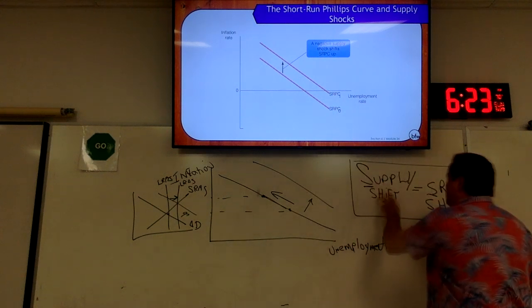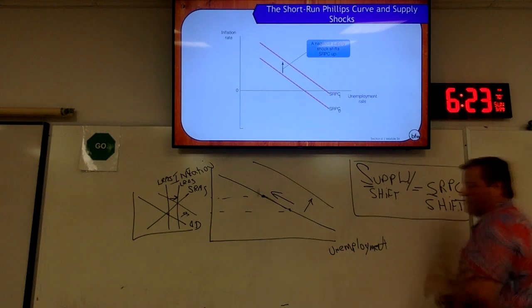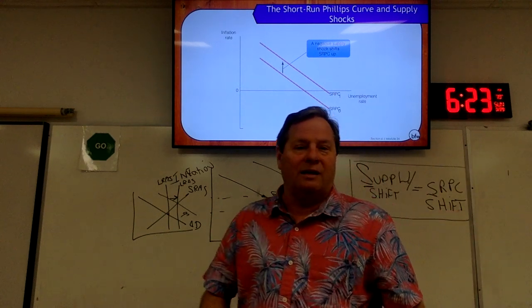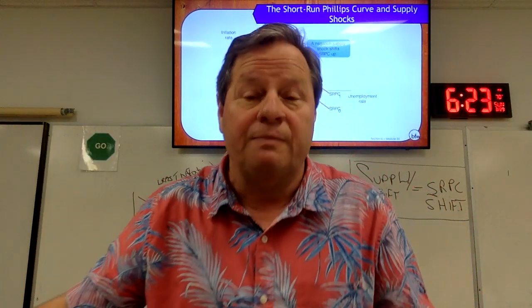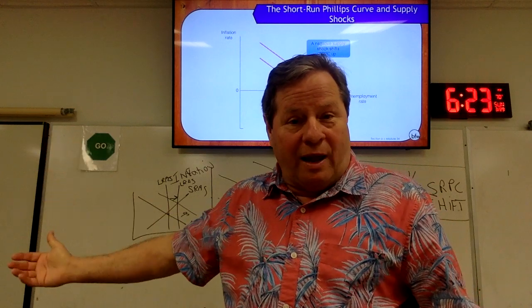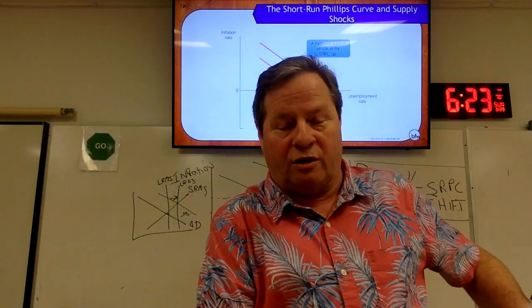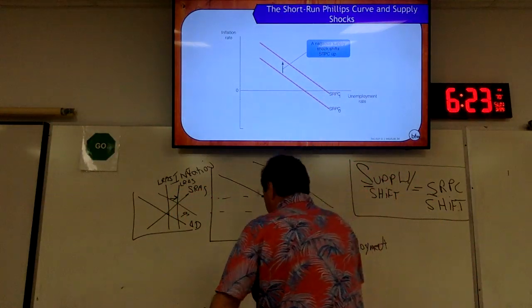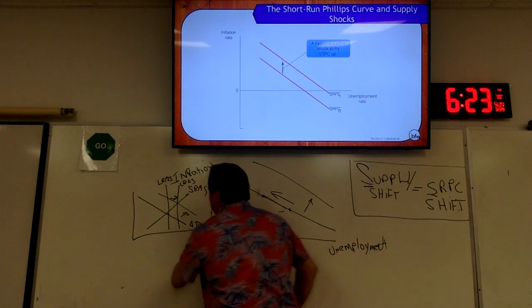So supply shift, short run Phillips curve shift. Have y'all got that? Supply, short run shift. They both shift. If the demand shifts on the aggregate supply, that just slides up and down the curve. Okay? Okay, I got to do one more thing here, and I want you to see this.